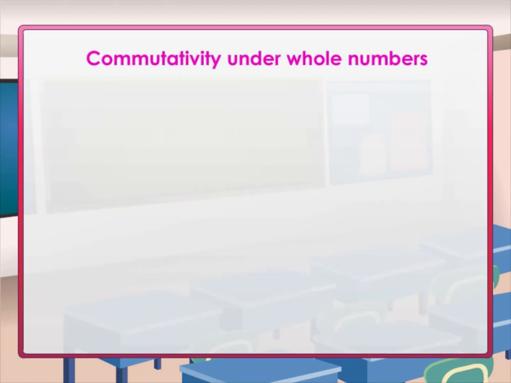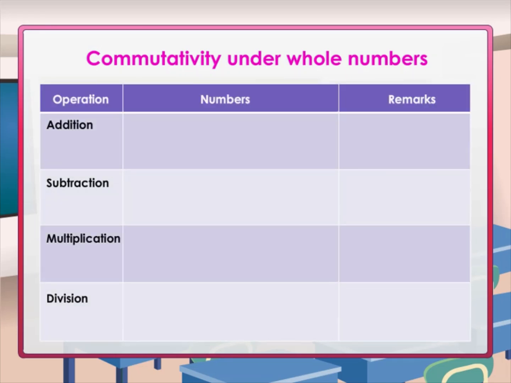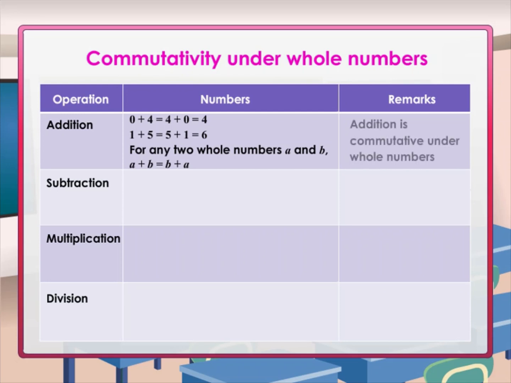Commutativity under whole numbers. You come across the commutative property under addition, subtraction, multiplication and division. Here let us check commutative properties under whole numbers. In addition, 0 plus 4 is equal to 4 plus 0 is equal to 4. 1 plus 5 is equal to 5 plus 1 is equal to 6. For any two whole numbers a and b, a plus b is equal to b plus a. Therefore, we can say that addition is commutative under whole numbers.